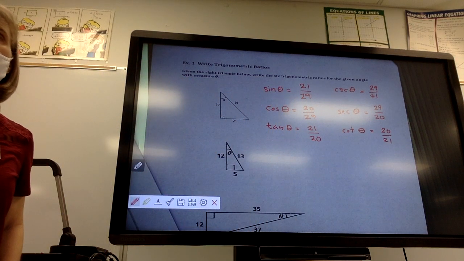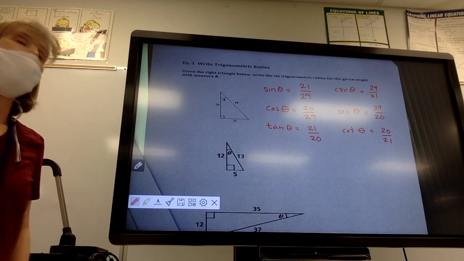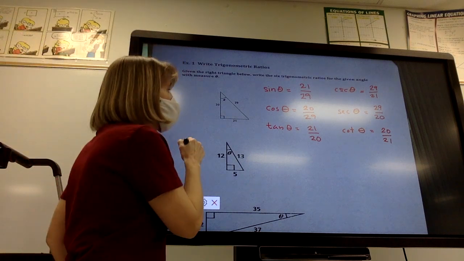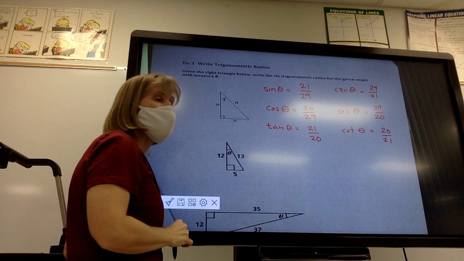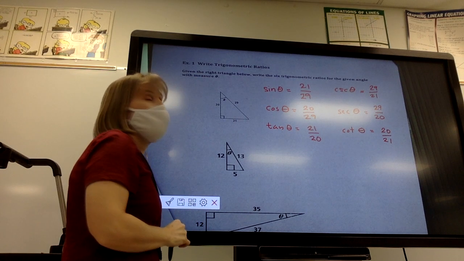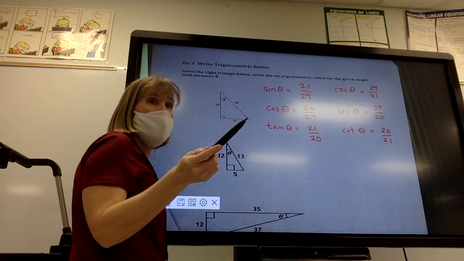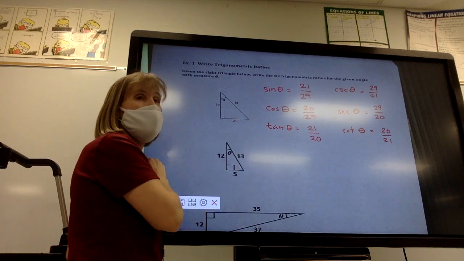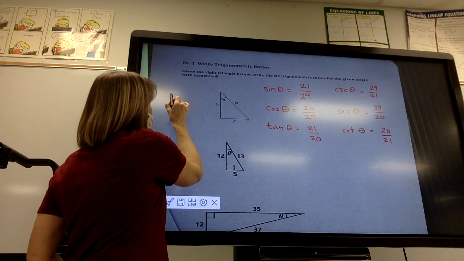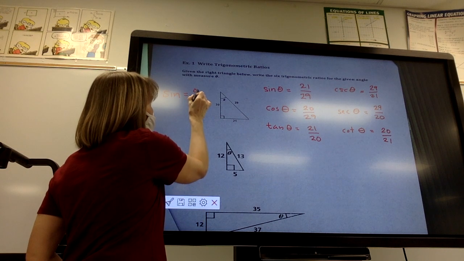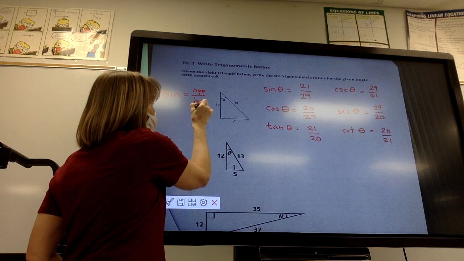I'm really confused. What's that circle mean? It's theta. That's a symbol, a Greek letter that we use for representing the angle measure. Okay, so if you go back, sine, do you remember SOHCAHTOA? No. Okay, well sine, if you go back and look on the front page, is opposite over hypotenuse.